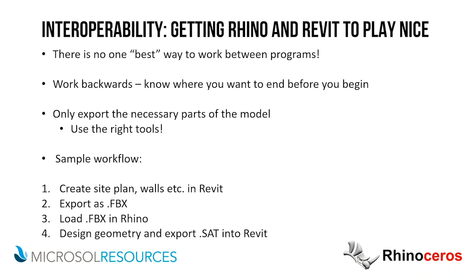So you can see me go through those steps here. You can create the site plan, walls, etc. in Revit. If you want to use that as reference, you can export it as an FBX or even DWG, DXF, which Rhino can also read. Load that into Rhino, and then you can design the geometry based on those dimensions. Define or design your roof, your walls, your curved surface, whatever you want to do in Rhino. Export just that geometry as a SAT ACIS file into Revit, and then you can place it or manipulate it within Revit the way that you might want to.